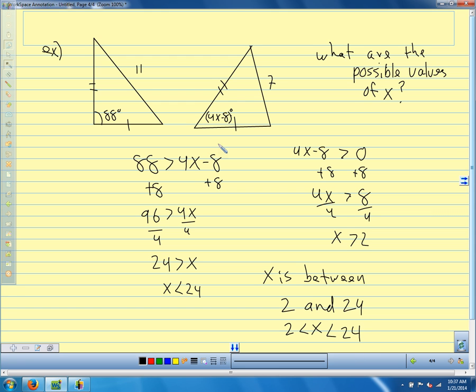If x equals 2, I don't even have a triangle here because this angle is 0 degrees. And if x is 24, then this angle isn't bigger anymore. So I have to get x between those two numbers for this to work out this way. That would be the final answer. X is between 2 and 24, or 2 is less than x, less than 24.